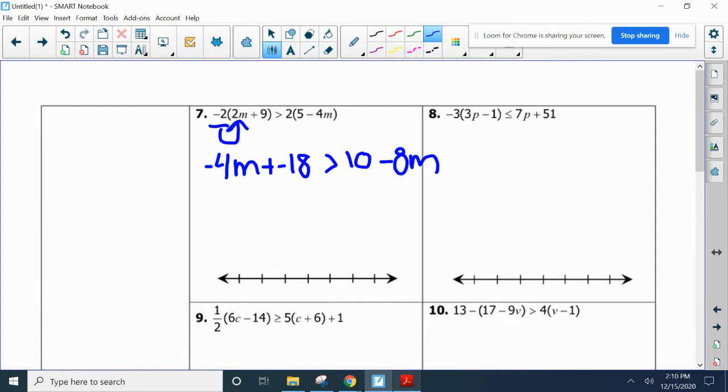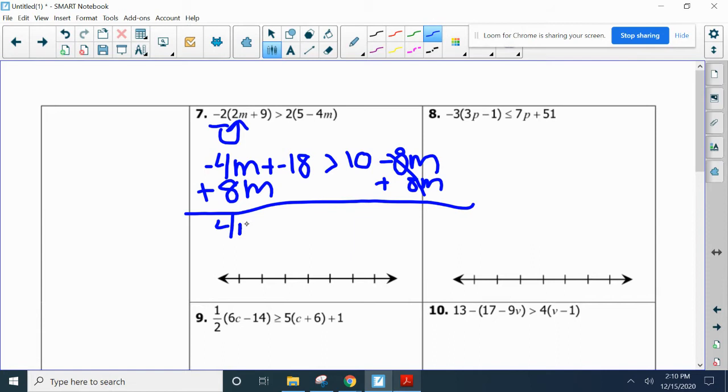All right, so now we're going to go ahead and move our variables from one side to the other. So I'm going to go ahead and add 8m to both sides. So it cancels on my right side, and then I'm left with a positive 4m on my left side, because 8 minus 4 is 4, and positive 8 is bigger than -4. So positive 4m plus -18 is greater than 10.